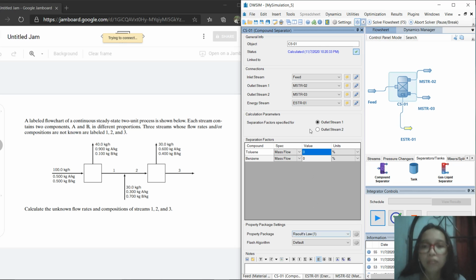So the separation factor is specified for outlet stream 1, that is the 40 kilogram per hour in the problem. So we're going to indicate here the mass flow rate of toluene and benzene, which is given in the problem. So we're just going to calculate what is 90% of 40, that is 36. And 10% of 40 is 4. Don't forget kilogram per hour.